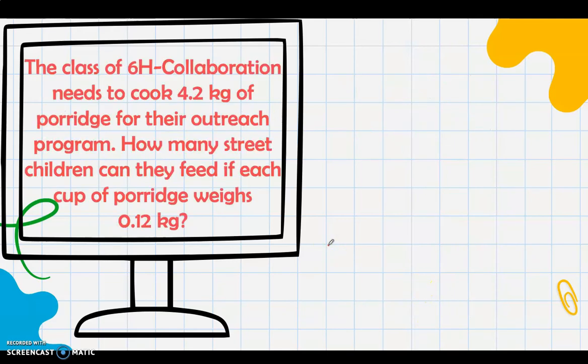Next, the class of 6H collaboration needs to cook 4.2 kilograms of porridge for their outreach program. How many street children can they feed if each cup of porridge weighs 0.12 kilogram? Again, this is also division because it deals with how many street children, the word each here. So for our equation, we have 4.2 divided by 0.12 is equal to n. To solve, 4.2 divided by 0.12.